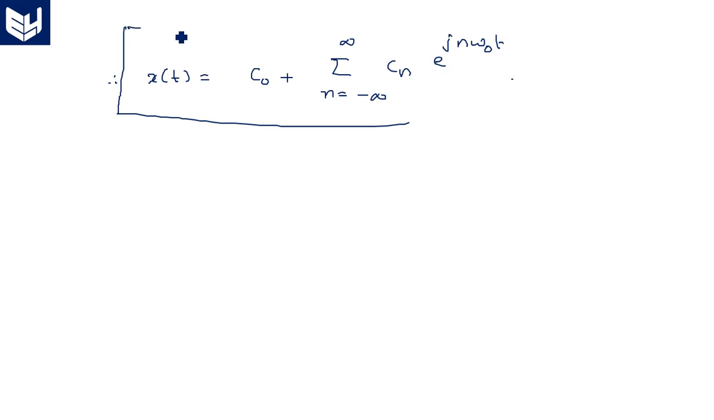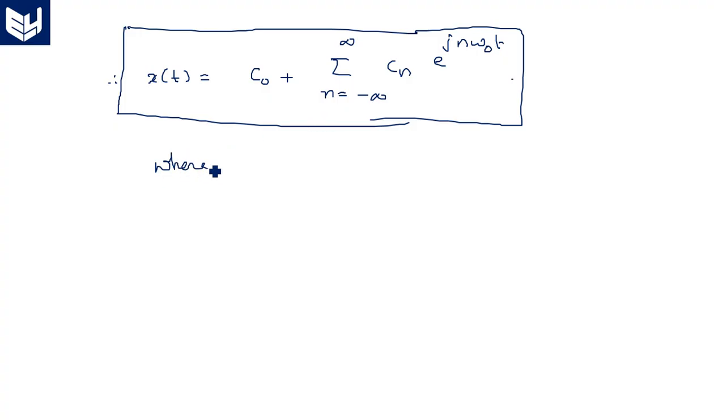So I can combine all these as x of t is equal to c naught plus summation n equal to minus infinity to infinity cn e power j n omega naught t. This is the final notation of the signal x of t in terms of exponential Fourier series. So any given signal x of t can be represented in terms of exponential Fourier series by just calculating the value of c naught and the value of cn.